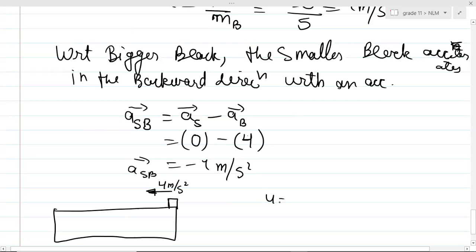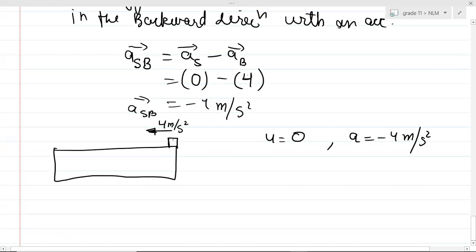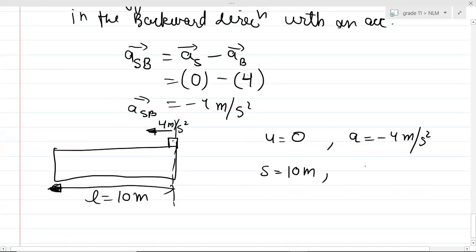Now initial velocity is 0, acceleration is minus 4 meter per second square, and if this block is moving to fall off this, how much displacement does it need to cover, and in what direction? The displacement will be equal to the length of this block, which is 10 meter. And what are they asking? What is the time, right?